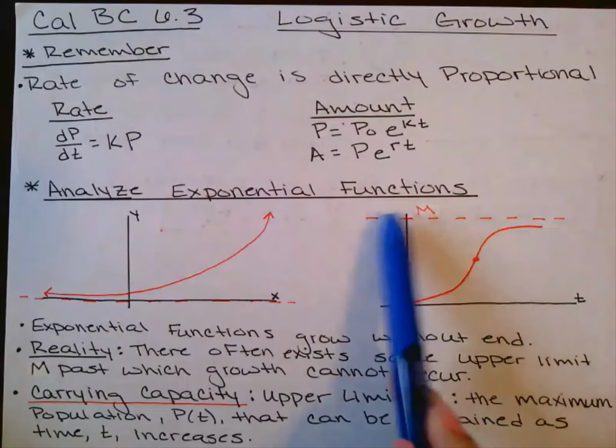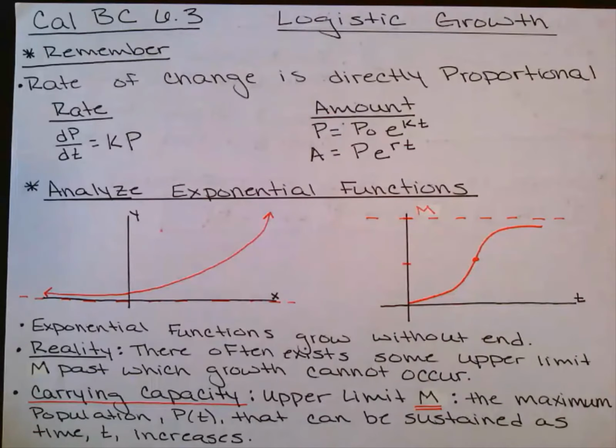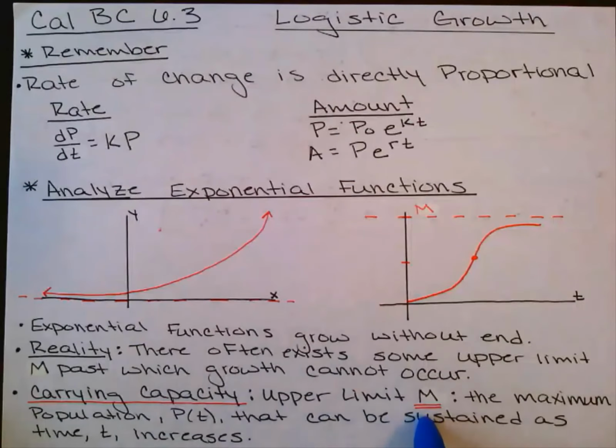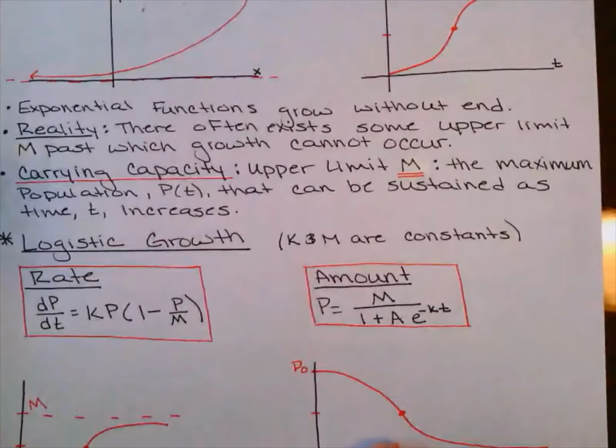I put an M on that asymptote there. That's going to be called my carrying capacity, okay? So reality says that I can't pass a certain amount, and we're going to call that certain amount M, and again, that's going to come up very often, called the carrying capacity, okay? So let's look at those two new equations now.